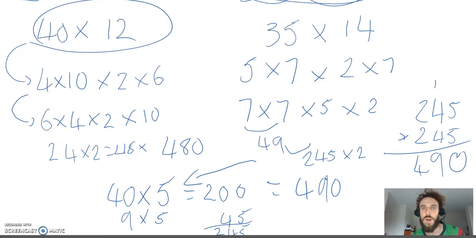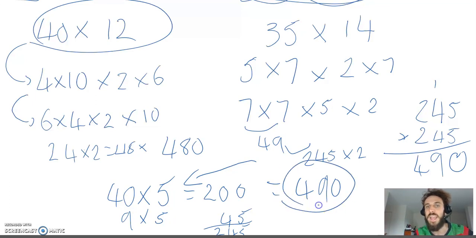Even though I had to do some side working out, even though it wasn't super reasonable for me to do it mentally, I still came up with the answer pretty quickly by using the factoring strategy. It makes it easier. It's that good.